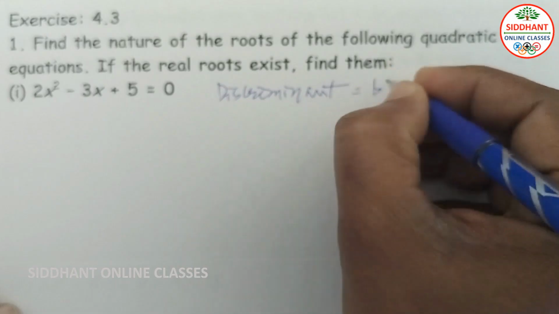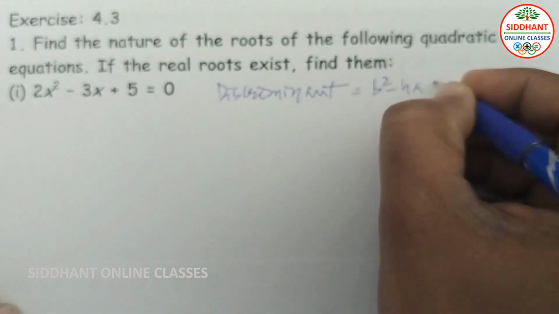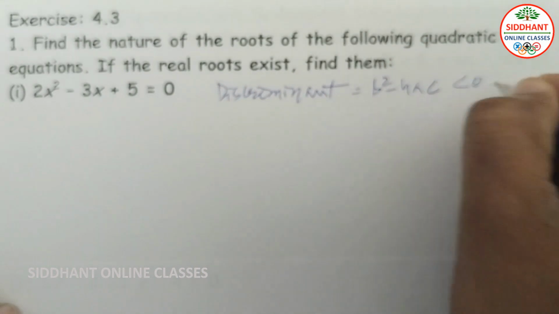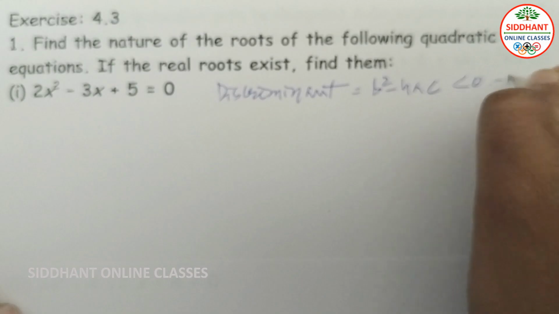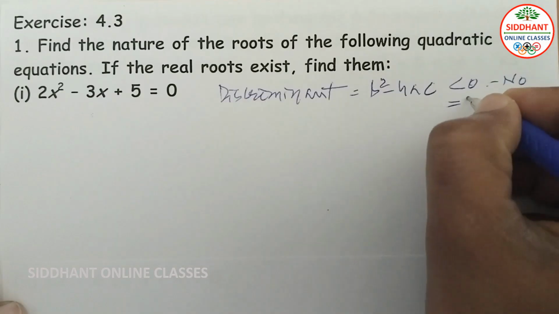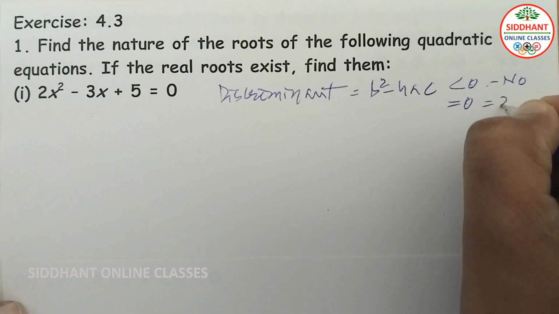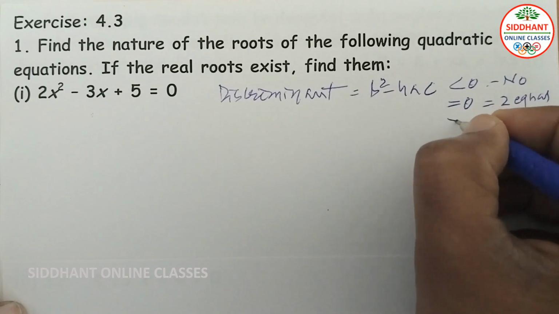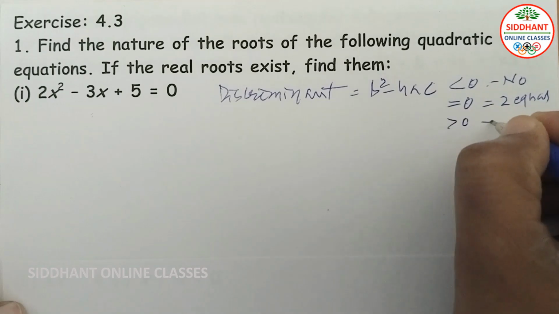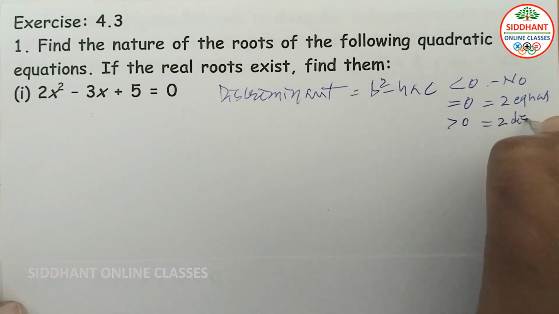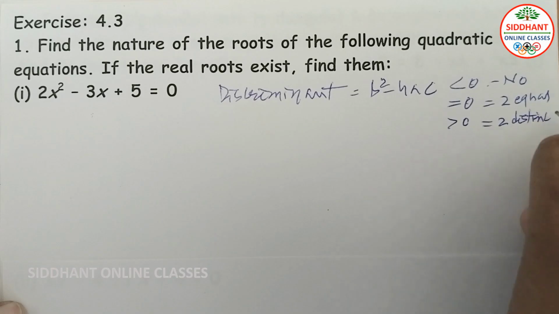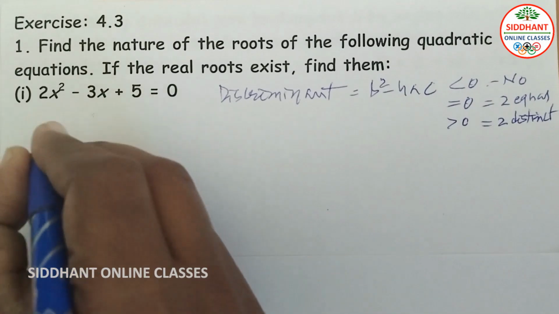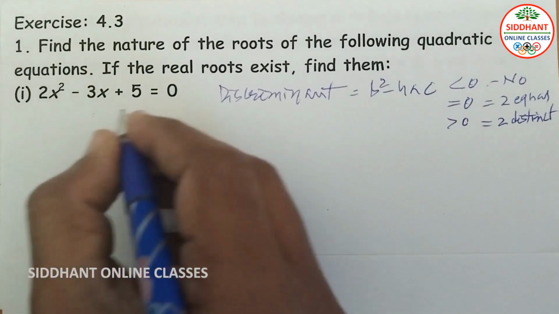That means b² − 4ac. If it is less than 0, we are going to say no real roots. If it is equal to 0, then two equal real roots, and if it is greater than 0, then two distinct real roots. So here we are going to see the first one, 2x² − 3x + 5 = 0.